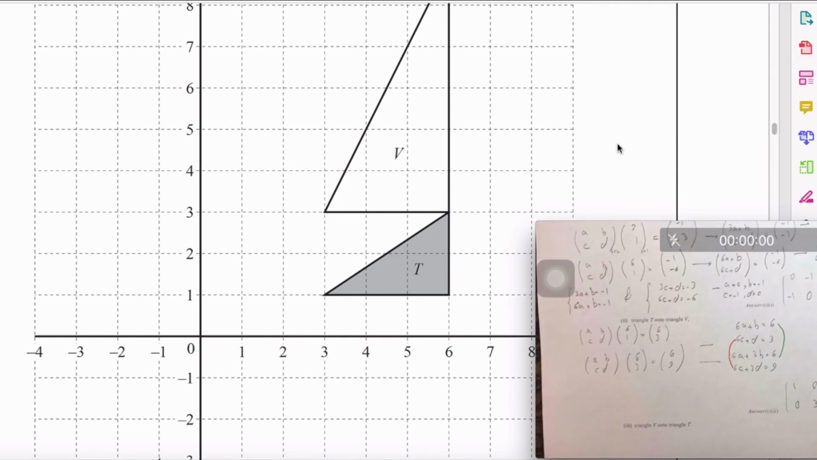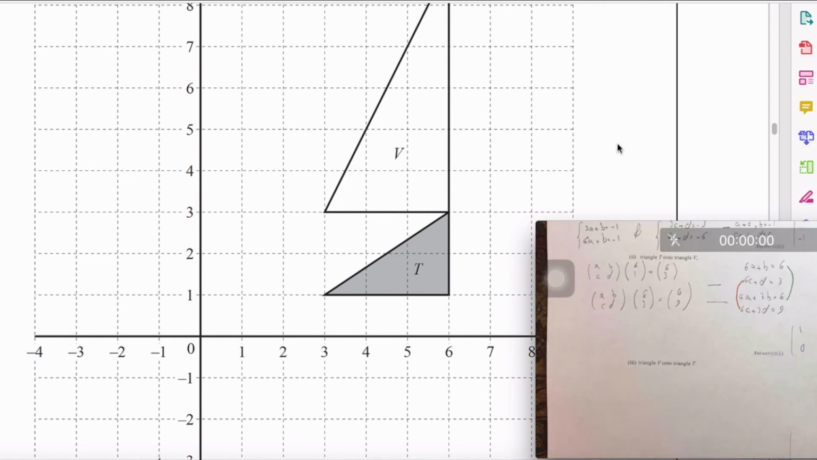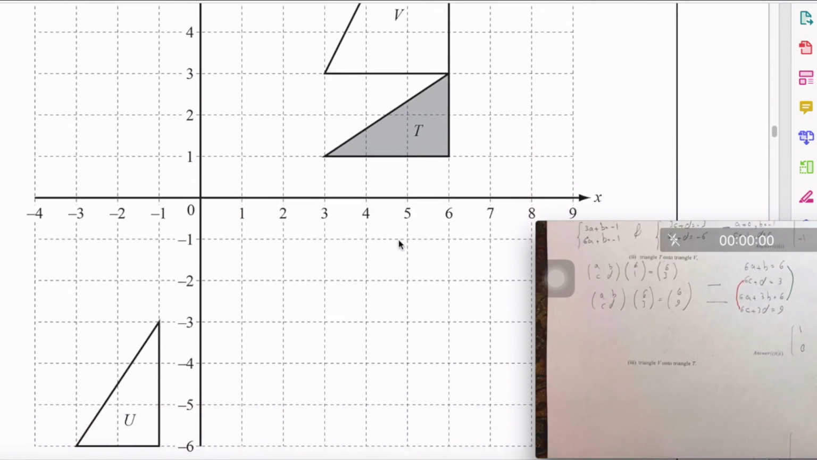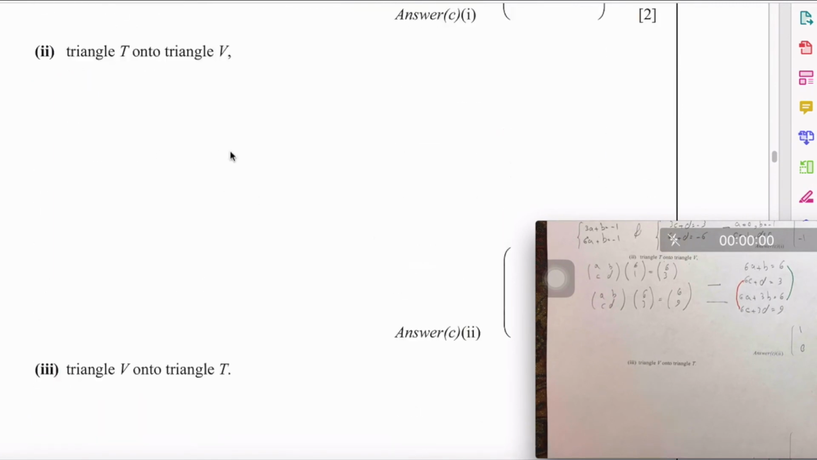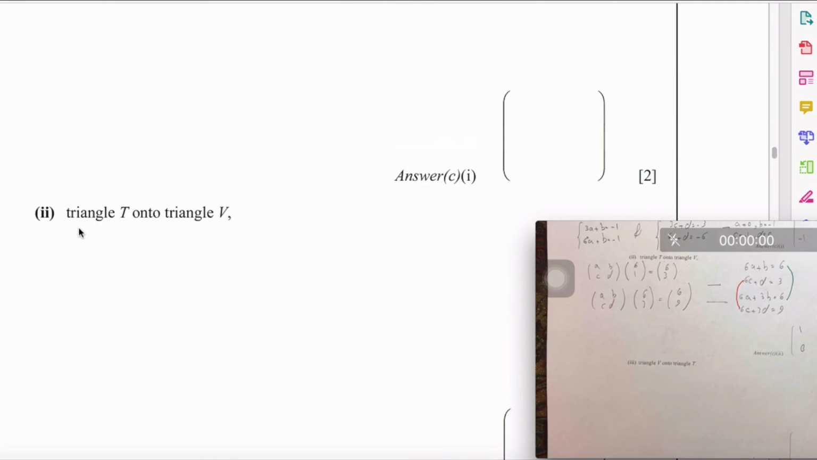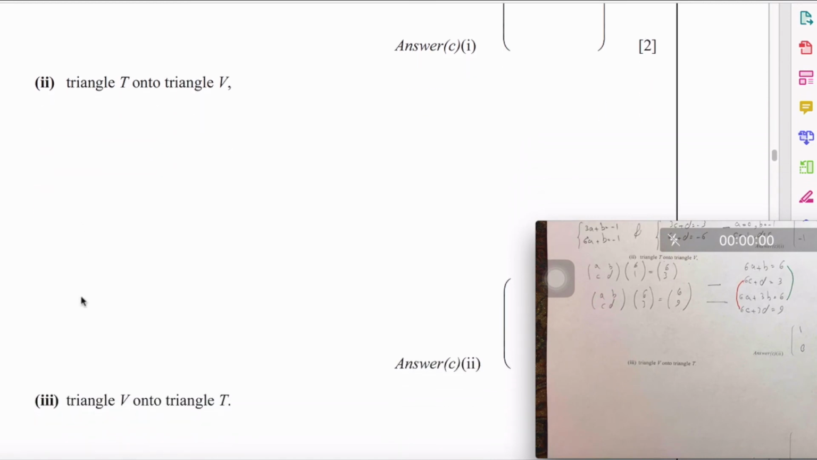Then the next part wants you to find, let's look at the question. It says triangle V onto T. Do you see here? Part 2i is triangle T onto V. 3i is triangle V to T. So definitely they are inverse of each other. So I don't need to use the same method. I just easily find the inverse of this matrix.